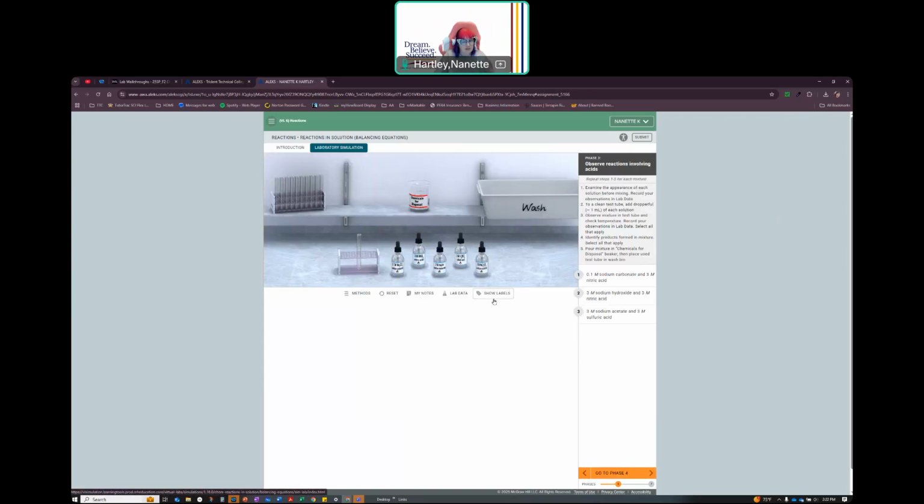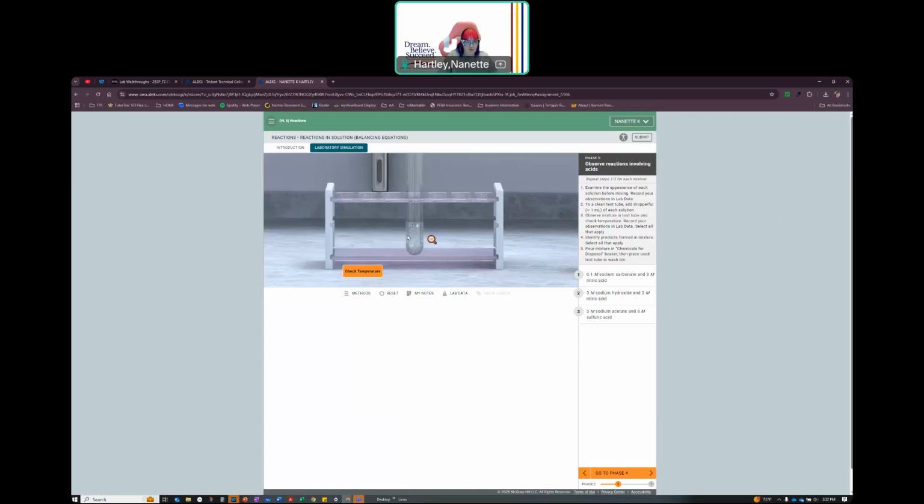So we're going to do the same thing here. We're going to examine the appearance of each of our solutions before mixing. I'm going to show these. This is sodium carbonate and nitric acid. I'm going to take my sodium carbonate, which is colorless, and my nitric acid, which is also colorless. Mix them together. And what I see is that I form bubbles, and it's warm.